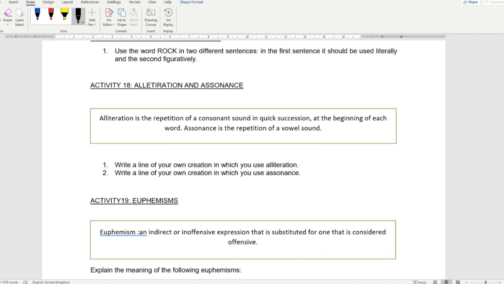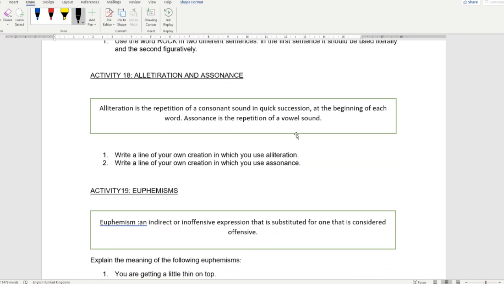Now we get on to 18, alliteration and assonance. So as you know, alliteration is when you repeat the beginning of words or the consonant sounds if they are in quick succession. Just make sure your answer has this. And then with assonance it is slightly different, also repetition, but in this case it is the vowel sounds usually found in the middle of the word that is repeated.